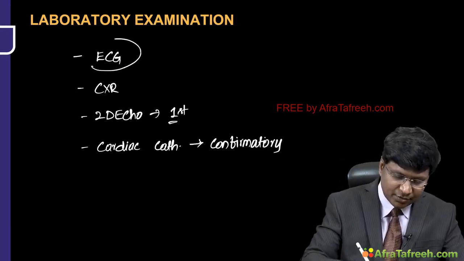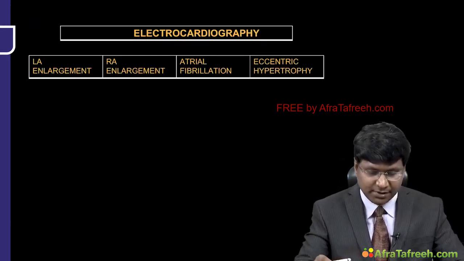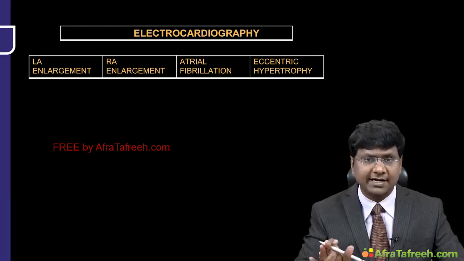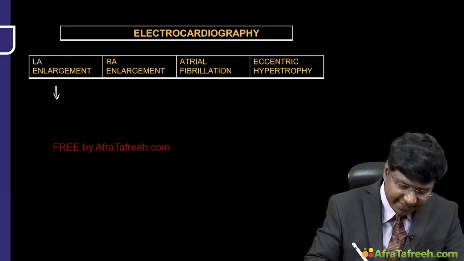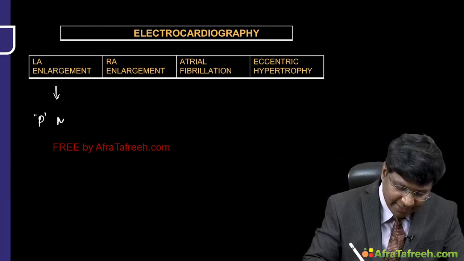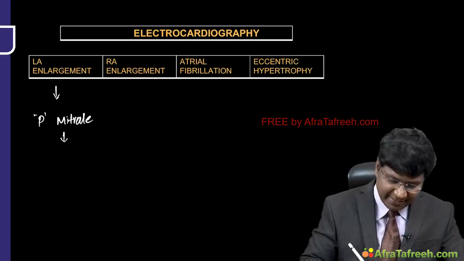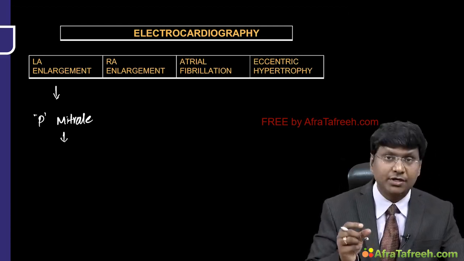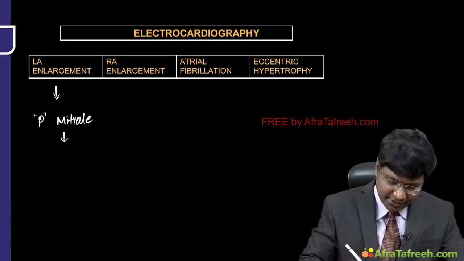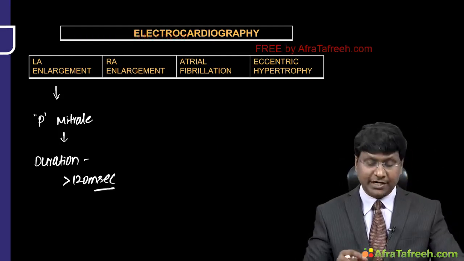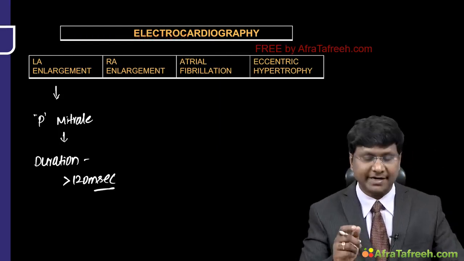Now let me discuss the ECG first in patients with mitral regurgitation. First and foremost, what is happening? There is left atrial enlargement. So once there is left atrial enlargement, the abnormality in the P wave that you will have is the P mitral. To call it P mitral, what should happen to the duration of the P wave? The duration of the P wave should be more than 120 milliseconds. That is what is called P mitral.